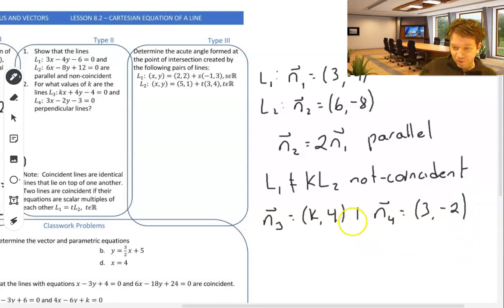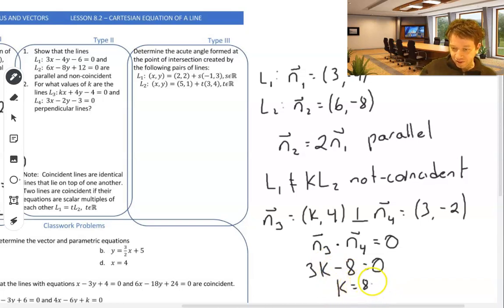Now, if they are perpendicular to each other, then we know n3 dot n4, their dot product, will be 0. So let's find their dot product. Here you multiply the x coordinates, so k times 3, we get 3k. Multiply the y coordinates, 4 times -2, minus 8, equals 0. Rearranging, you'll get k equals 8 over 3.